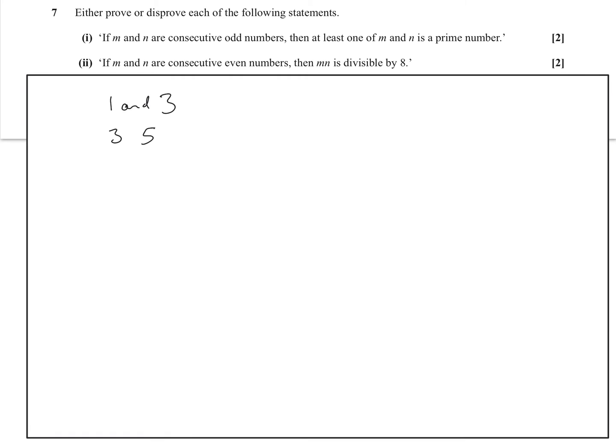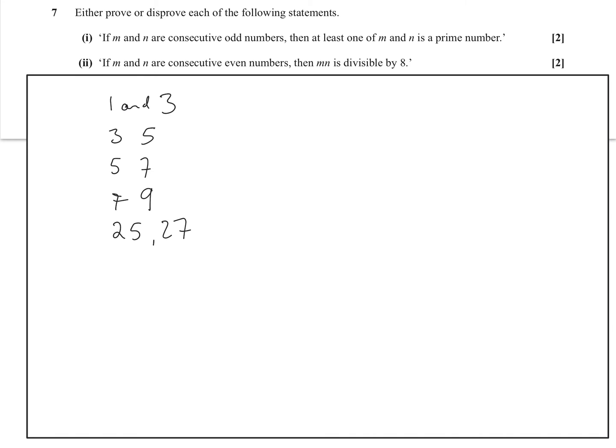3 and 5, they're both prime. So is this always going to work? 5 and 7, it is feeling good. Keep going. 7 and 9. At least one of them is prime, so that works. But it's feeling like if I keep getting bigger, then that's going to fail. So maybe I can go up to 25 and 27. And that's not going to work, is it?